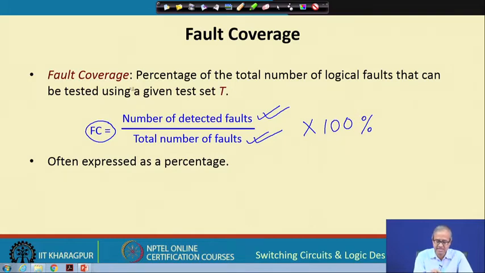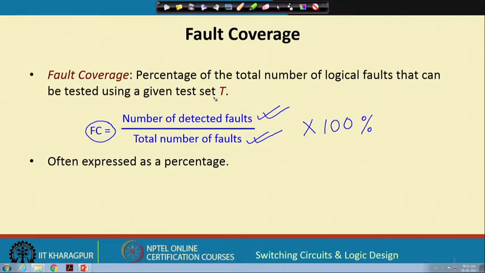So, it is essentially the percentage of the total number of logical faults that can be tested using a given set of test vectors T. Suppose for a circuit I say that, well, these are the 10 test vectors I have to apply to test the circuit. So, these 10 test vectors, how many faults can be detected by them? This is determined by this parameter called fault coverage. Okay.